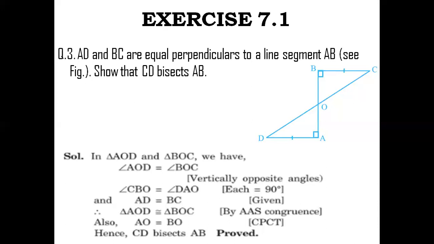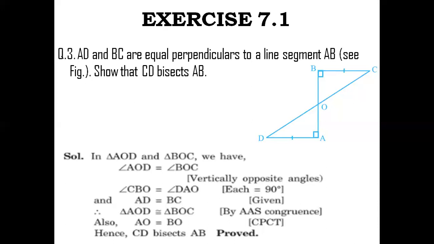Now, once they have been proved as congruent, I can easily tell that AO of triangle AOD is equal to BO of triangle BOC because of CPCT. That is, the corresponding parts of the congruent triangles will be equal. Now, once AO is equal to BO, that directly concludes that CD bisects AB. Hence, we have proved that CD bisects AB.